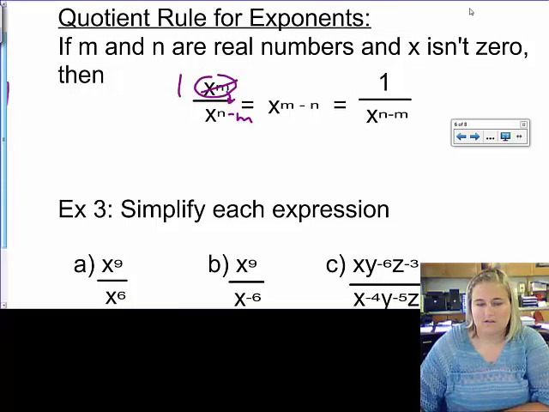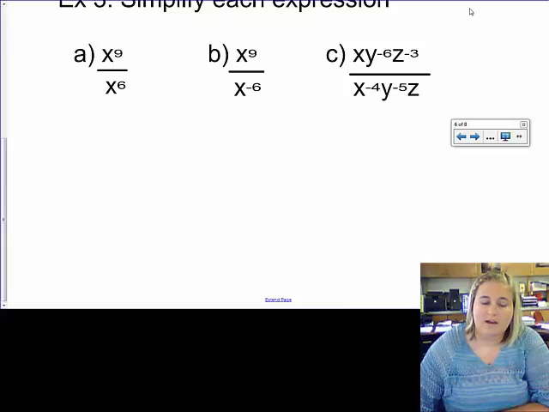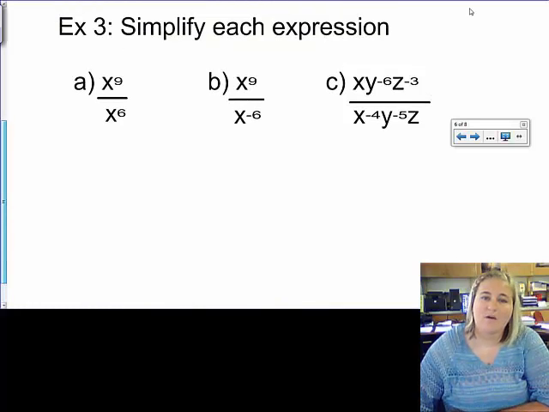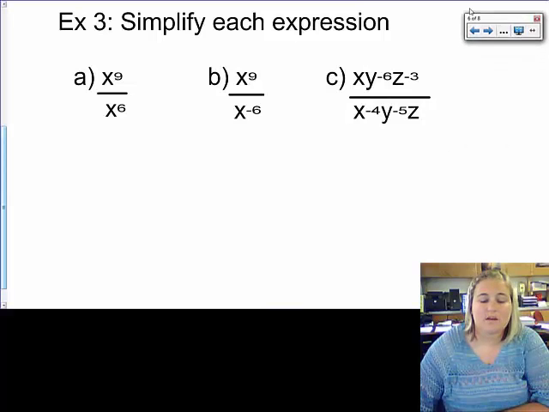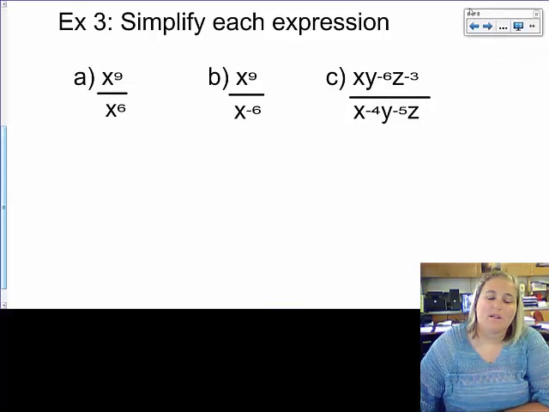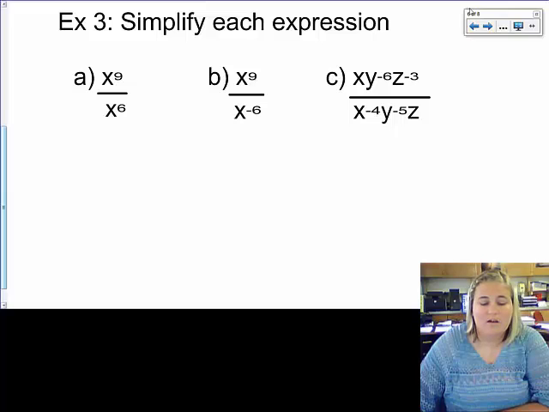So they want us to simplify each expression. And what I need to remember is that when I simplify, I always want to have positive exponents. Unless the directions for some reason tell me to have negatives, I always want to have positive exponents. So here I have x to the 9 and x to the 6. Those are both positive, but it's not simplified because I have a base of x on the top and on the bottom. So to change that, I'm going to have to do my quotient rule for exponents.